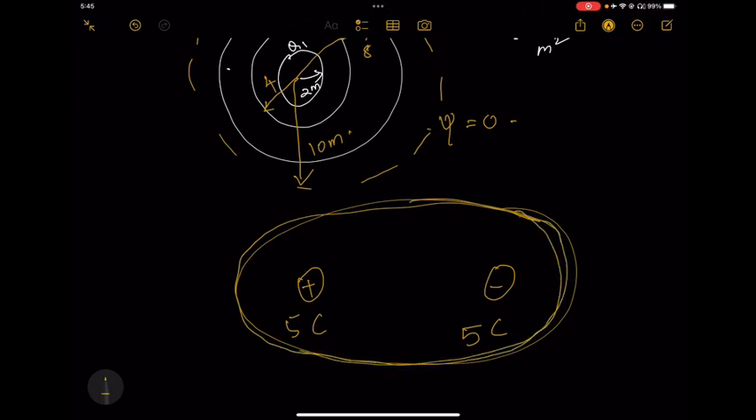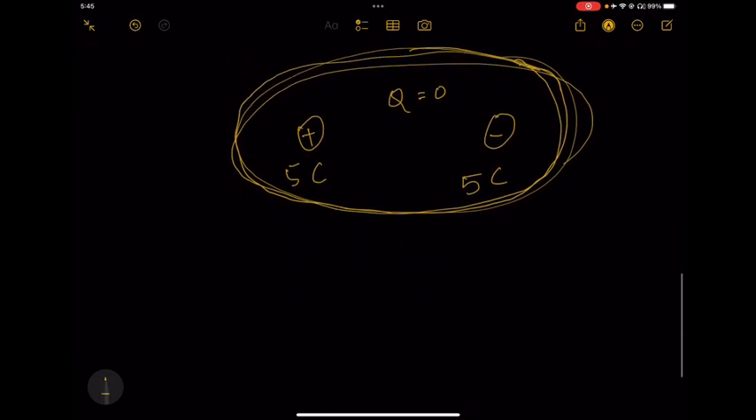To get the flux coming out 0, the total charge inside the region should be the same, that is the plus charge should be same as minus, or you can say the net charge should be 0. So q1 plus q2 plus q3 should be 0. That is the first observation.